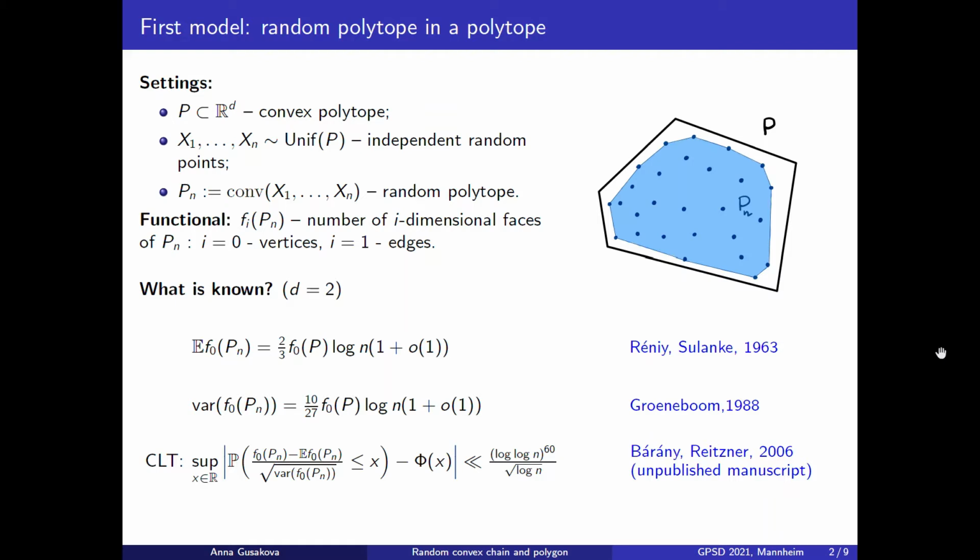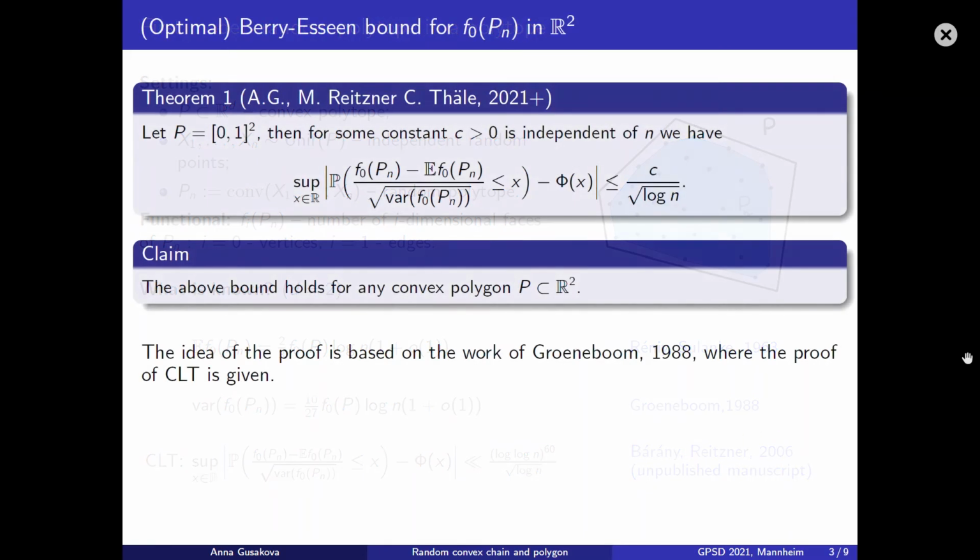Our aim is to remove this log n factor, and that's our first result. Let P be a unit square, and then for Pn we have the following very thin bound, and the speed of convergence is believed to be, or we believe it is, optimal. Above we have some constant independent of n, and here square root of log n is exactly the order of the square root of the variance of f0 of Pn. And the above bound holds for any convex polytope.